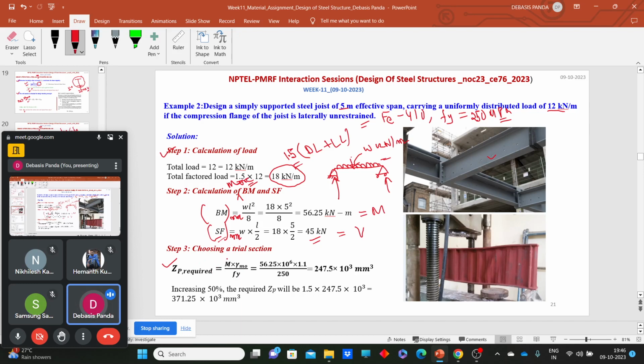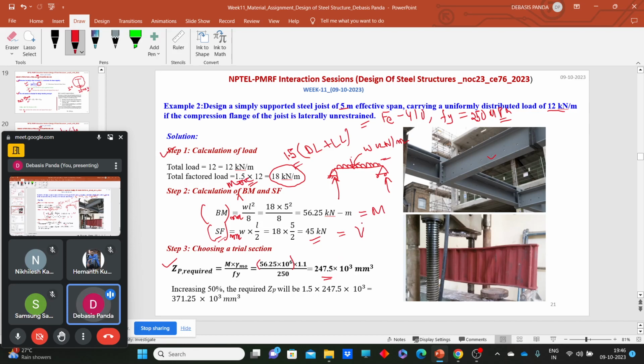So here M is nothing but the factored bending moment, and that comes as 56.25 kilonewton meter. So I made it Newton millimeter, into the partial factor of safety with respect to material 1.1, divided by 250. So if you calculate it, that ZP required comes as 247.5 into 10 cube mm cube.